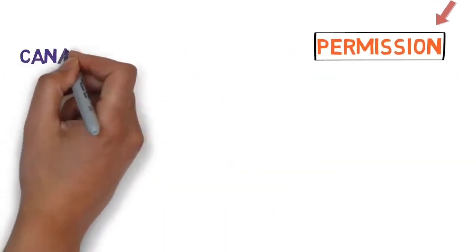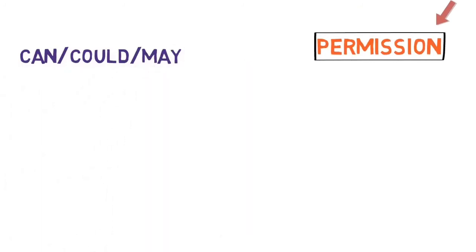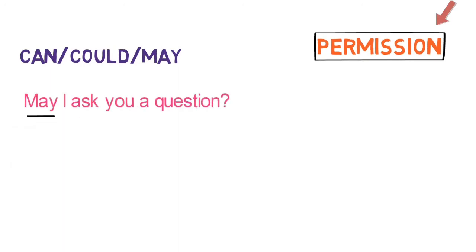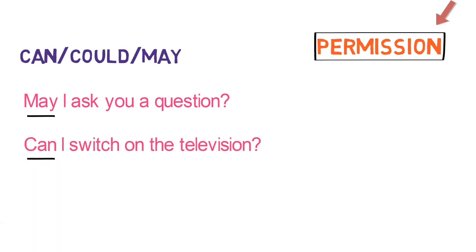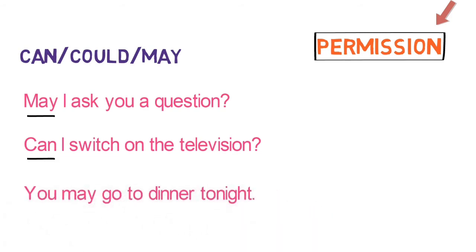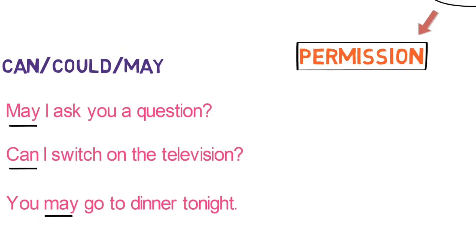Next is permission. We often use it to get permission from the teacher, the students, or parents. I may ask you a question. The teacher may say, "May I ask you a question?" Using the words may or can: can I switch on the television? So we are asking a question, getting permission from someone else. You may go to dinner tonight. Using the words may, could, or can.